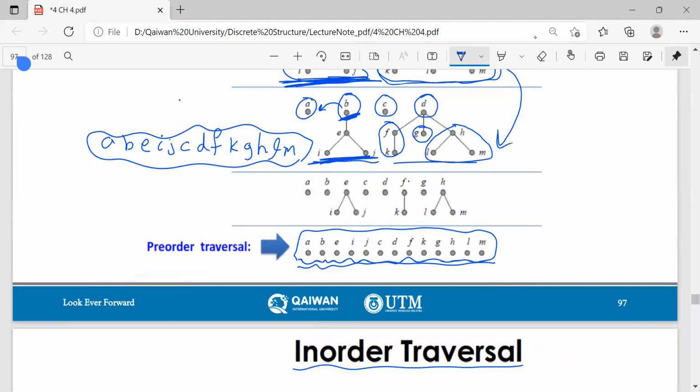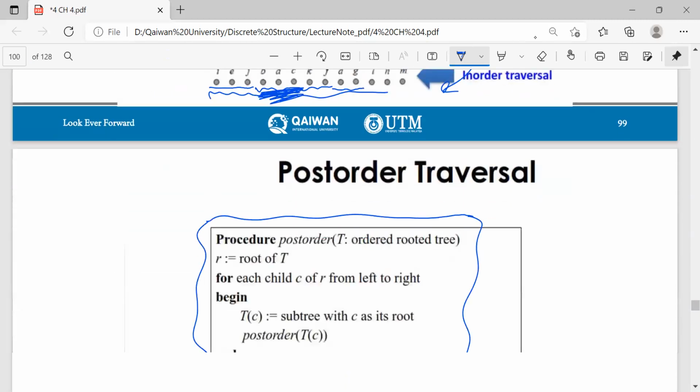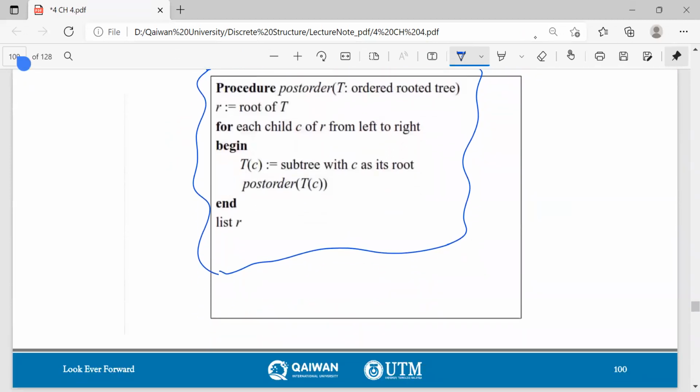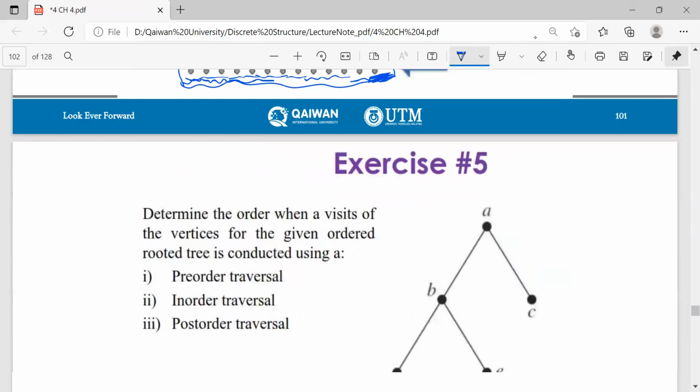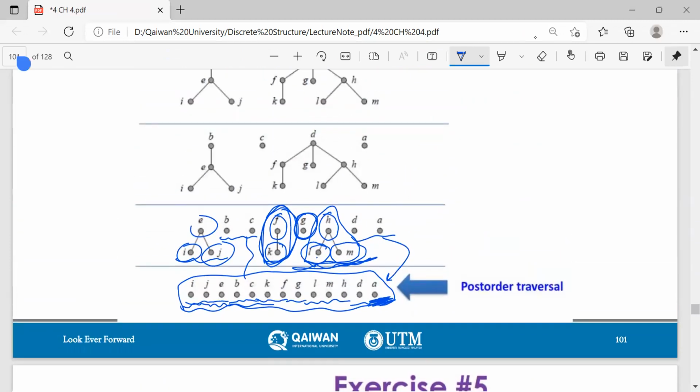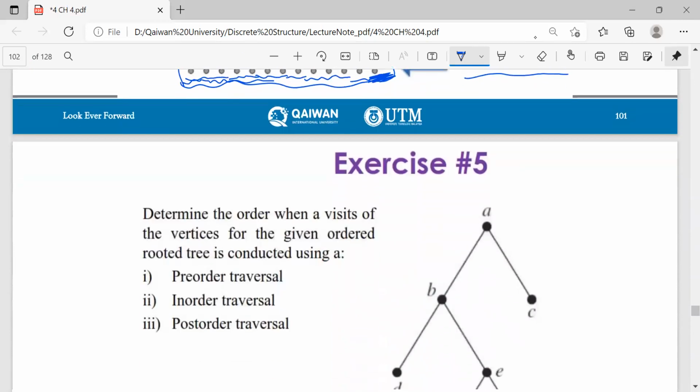For pre-order, A is the first one. For pre-order, we first write down the root, which is the topmost one, then the left subtree and the right subtree. For in-order, we write down the left subtree, the root, then the right subtree. But for post-order, we write down the left subtree, the right subtree, then the root. This is how to find post-order, in-order, and pre-order traversal for a rooted tree.